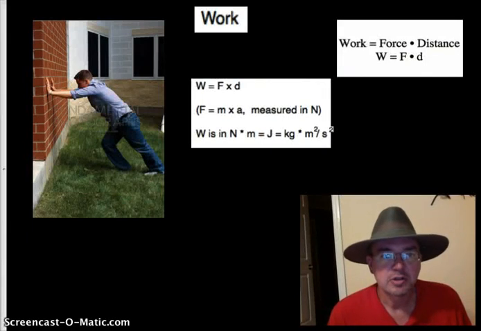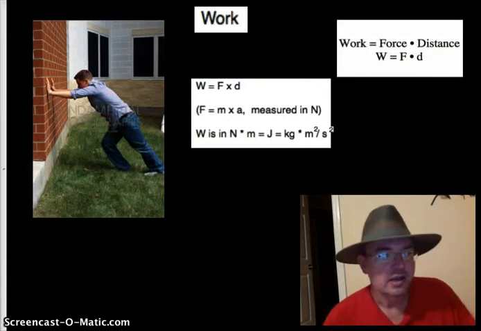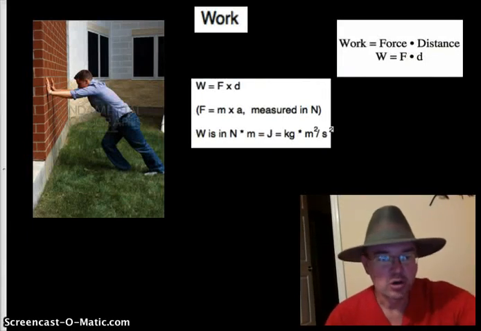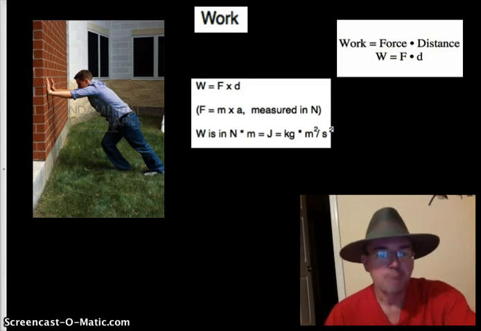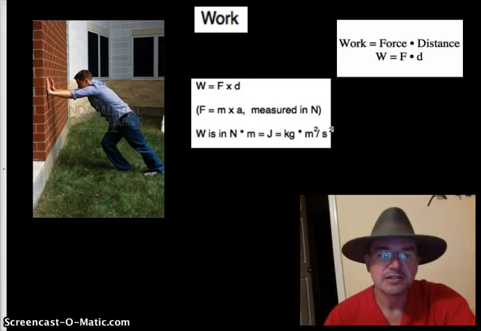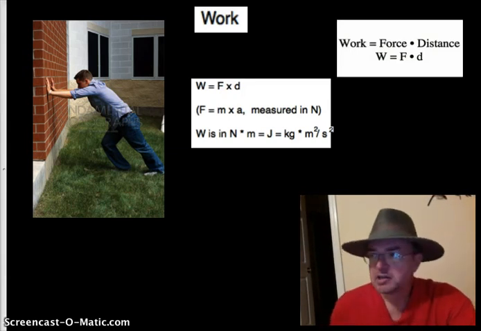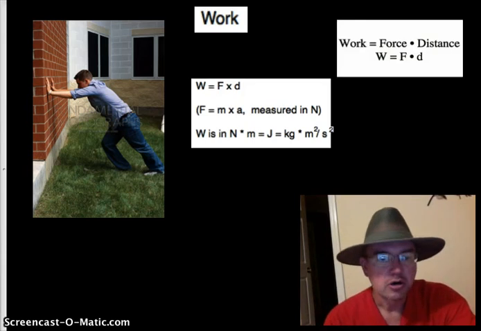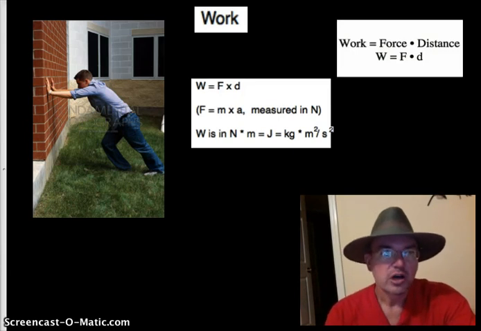This video has to do with work. Now, what is work? We think of work as more than the scientific definition. Whenever we go home and do homework or do chores around the house, it could be considered work in our society. But scientifically, work only happens when there's a change in motion of an object.